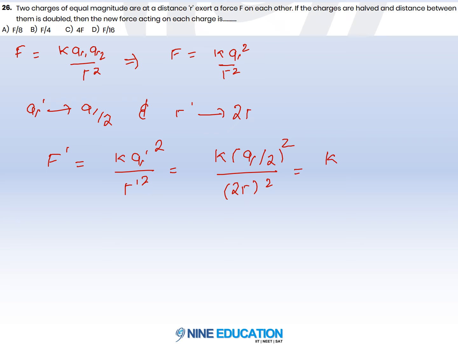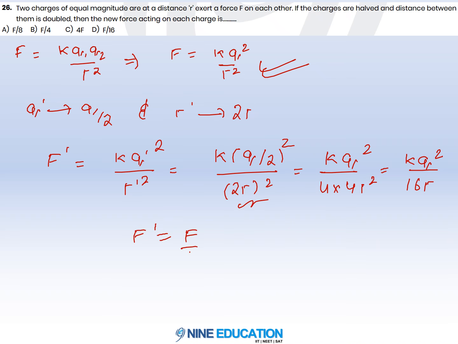So what you will get is K Q square, with 1 by 4 from the numerator and 4 from the denominator term, so we get K Q square by 16 R square. The value of K Q square by R square, from this equation, is F. So F dash becomes F by 16. So F by 16 is the correct answer.